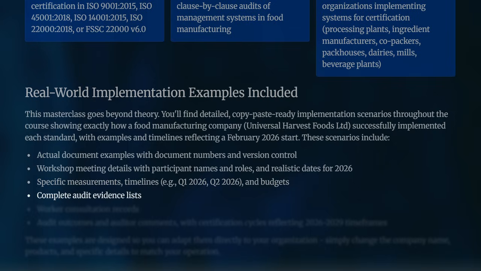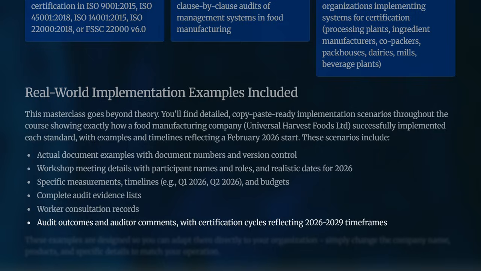Those examples also include the complete audit evidence list that you need to pass your audit. And it also includes workers' consultation records that you can practice the same in your organization. And these examples also include audit outcomes and auditor comments that you will see when you finish your audit and achieve your certification, with certification reflecting a 2026 to 2029 timeframe.